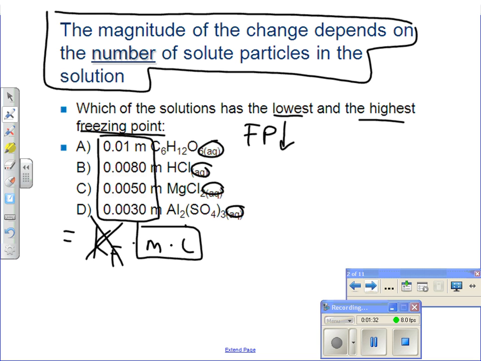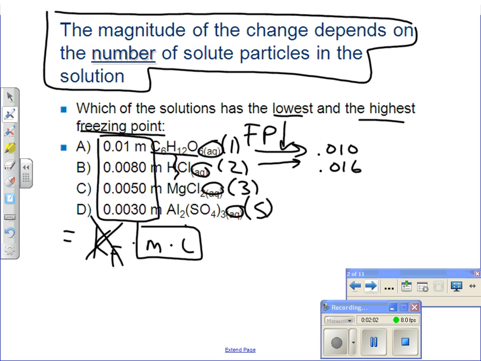The Van't Hoff factor, if you remember, is the number of ions something breaks into. So for example, this only breaks into one unit, it's molecular. HCl is a strong acid, its Van't Hoff factor is 2. MCl2 breaks into 3. And Al2(SO4)3 breaks into 5 ions. So then what happens is you multiply the Van't Hoff factor times the molality. For this one I get 0.010. 2 times 0.008 is going to be 0.016 for that one. 3 times 0.005 is going to be 0.015. And then finally 5 times 0.003 is going to be 0.015.